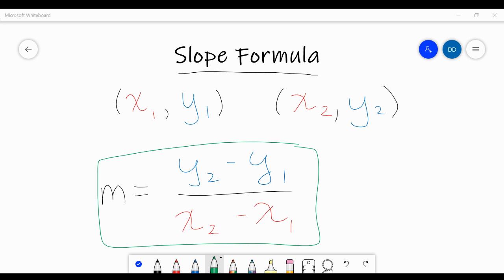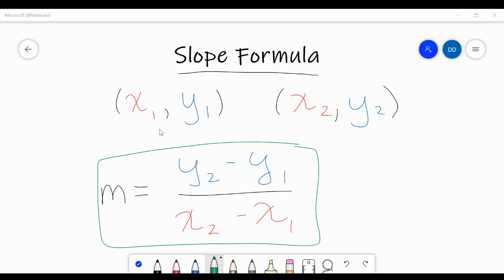Hey everyone, so today's lesson is how to find the slope of 2 points using the slope formula. So here I listed our 2 points. We have x1, y1, so that's our first point, and then x2, y2, that's our second point.